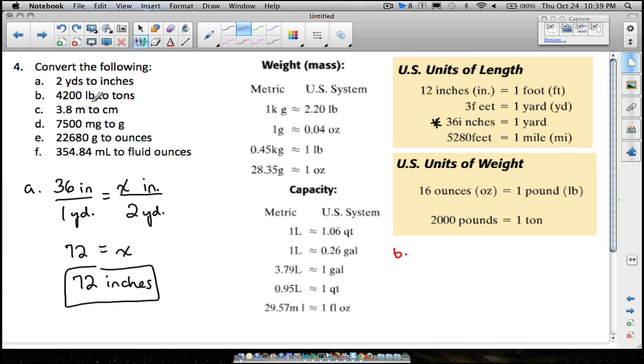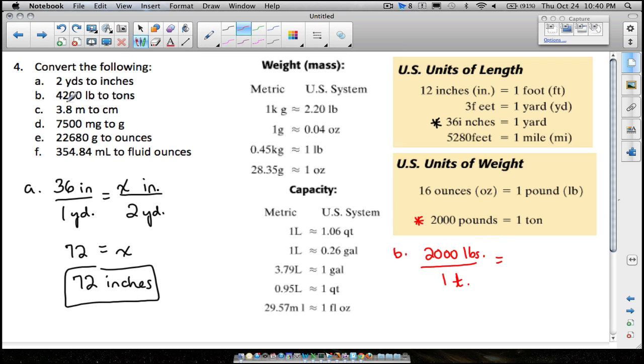This is U.S. units of weight. Notice right here, we have something that converts between pounds and tons. 2,000 pounds is 1 ton. I'm going to write that out as a rate. 2,000 pounds, and actually we should be writing this as LBS over 1 ton.